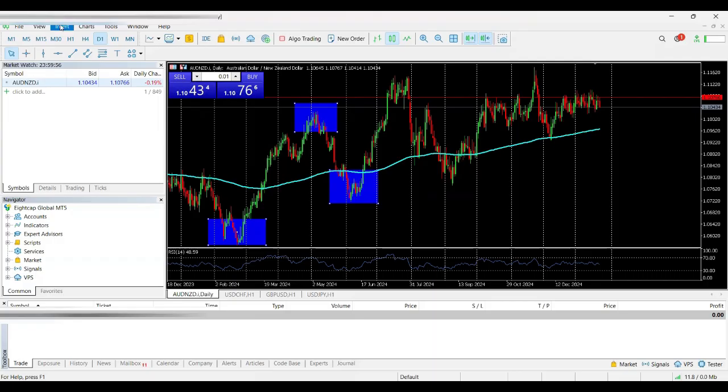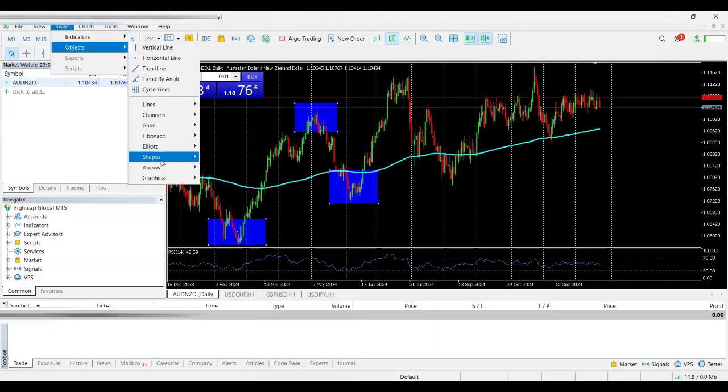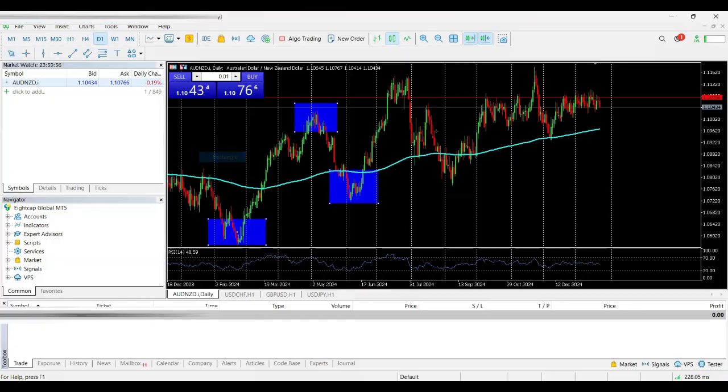And you have to keep on drawing your rectangle boxes. Go to shapes, rectangle box, and this is going to become a higher high, because this high is higher than the previous high. You have a low, you have a high, you have a higher low, and you have a higher high because this one is higher than the previous high, which makes it a higher high.